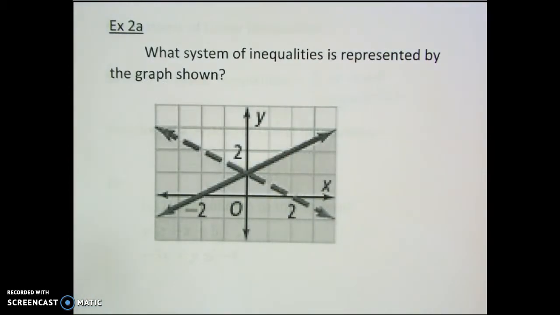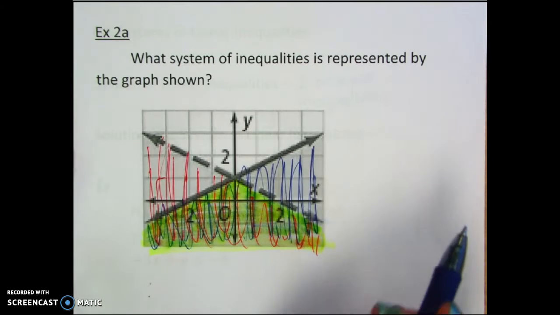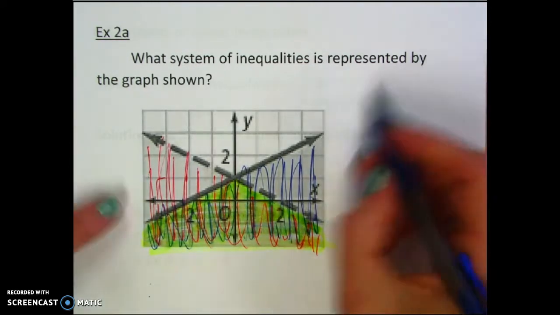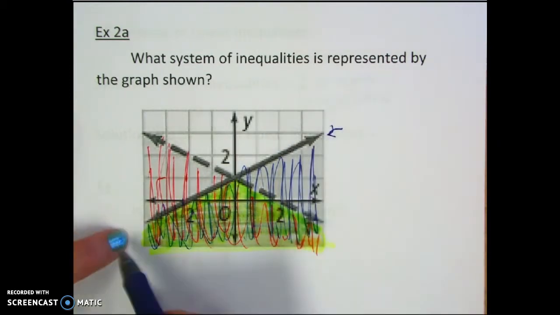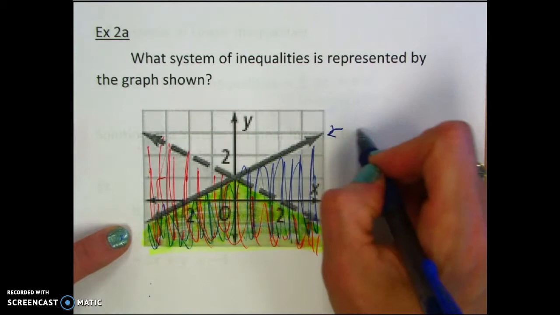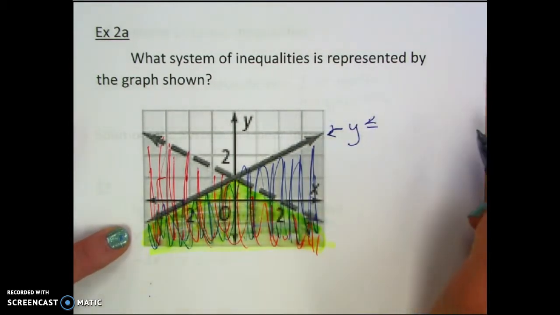All right, we're going to go backwards with this one. I shaded a little bit here because it was hard to tell where the double shading was. So now we have the double shading and we can see. I'm going to do this line first. This is a solid line, so it's going to be less than or equal to or greater than or equal to. It's shaded below it, so that would be less than or equal to.